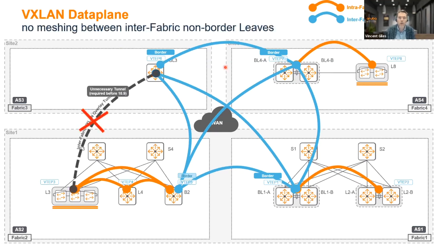So then, what we really want to avoid, and that was the limit of scale that we had before, is having an unnecessary VXLAN tunnel, for instance VTEP 6 here constructing a VXLAN tunnel to VTEP 3. That VTEP 3 here is a regular leaf of Fabric 2, let's say a top of rack in Fabric 2. And we don't necessarily want to have that VXLAN tunnel because we'll again hit the limit of a single fabric. So that tunnel is now unnecessary and not required in 10.09. So that's the difference.